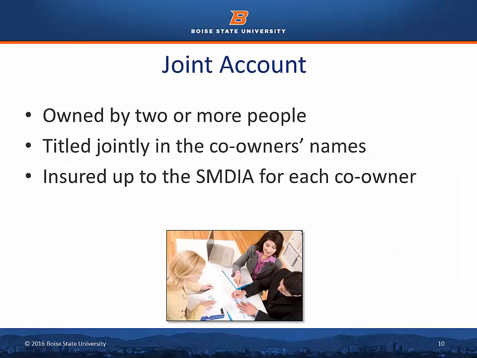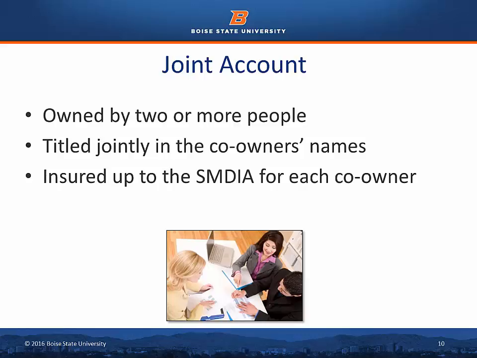A joint account is a deposit account owned by two or more people, titled jointly in the co-owners' names only, with no beneficiaries. If all co-owners have equal rights to withdraw money from a joint account, a co-owner's shares of all accounts at the same insured bank are added together, and the total is insured up to $250,000 per person. So for instance, if a couple has a joint checking account and a joint savings account at the same insured bank, each co-owner's shares of the two accounts are added together and insured up to $250,000 per owner, providing up to $500,000 in coverage for the couple's joint accounts.